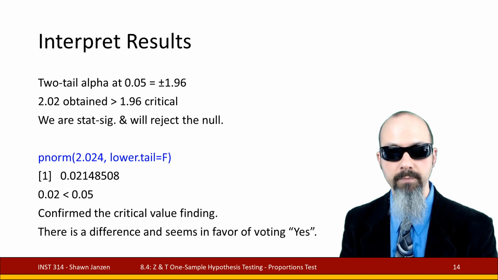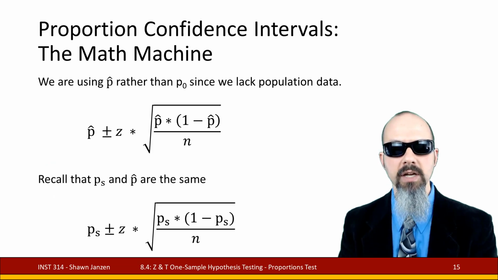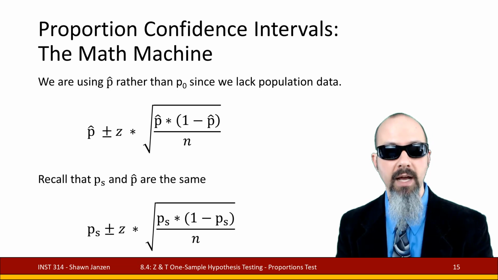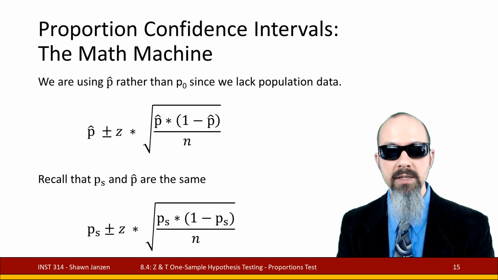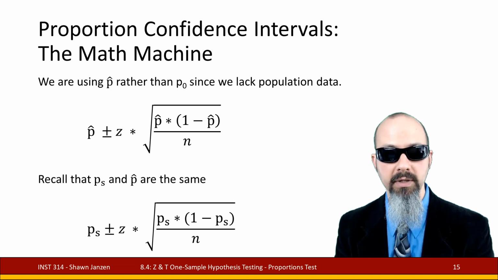Now, let's go ahead and talk about proportion confidence intervals and what the math looks like for this. Now in this case, we're going to use p hat instead of p0 because we're lacking population data when we build these intervals.